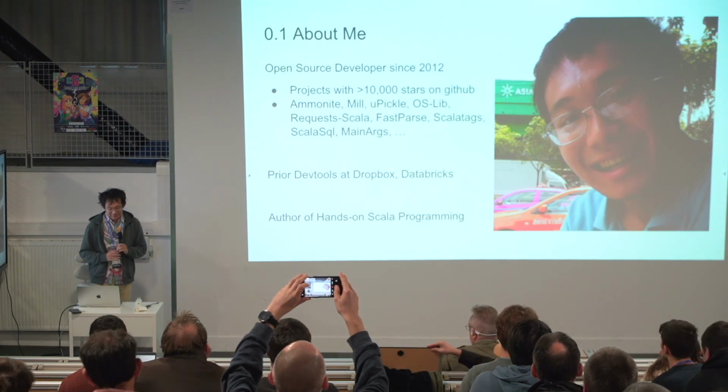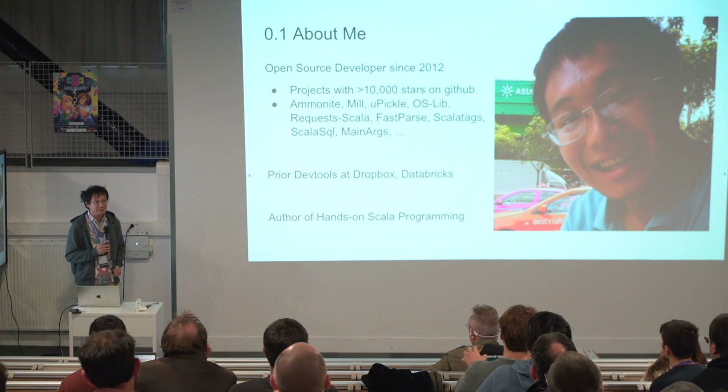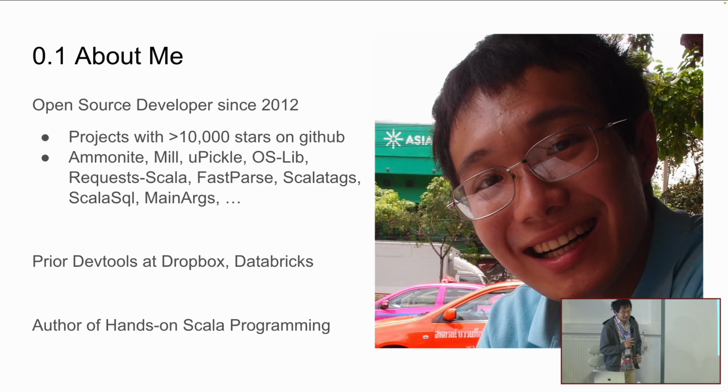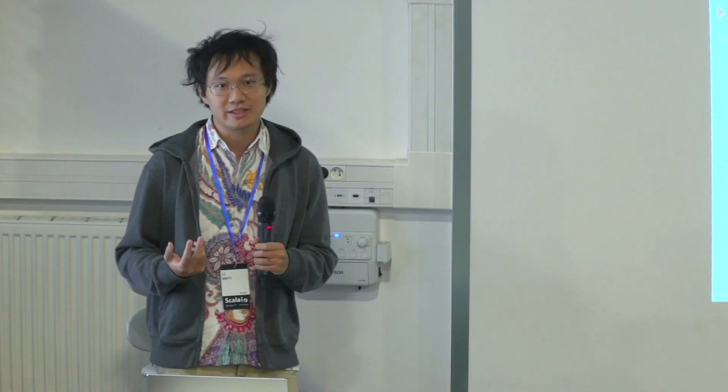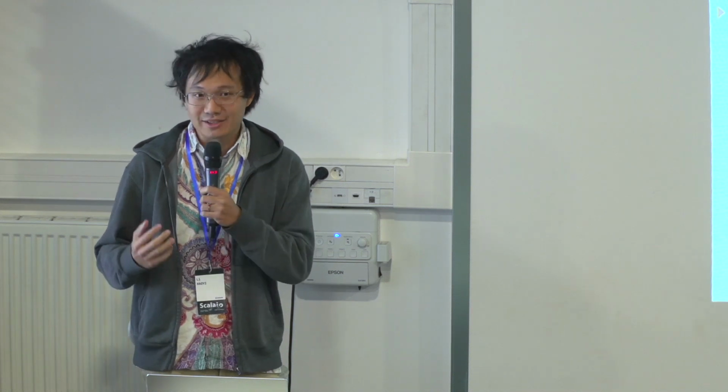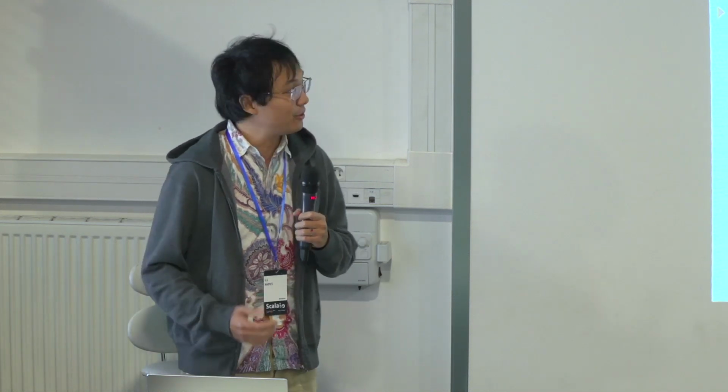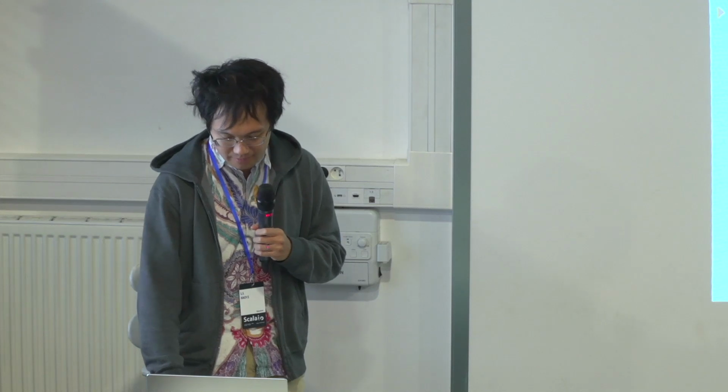About myself, I've been an open source developer since 2012. Lots of open source Scala projects, projects like Ammonite, Mill, OS-Lib, uPickle, FastParse, and many others. I also work professionally at Databricks and Dropbox, working on developer tools. So things like CI systems, integration testing systems, multi-cloud infrastructure, IDEs, build systems, and so on. I'm the author of the book Hands-on Scala Programming.